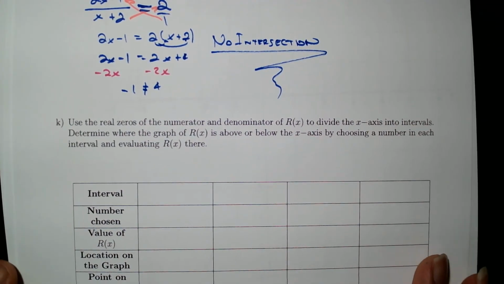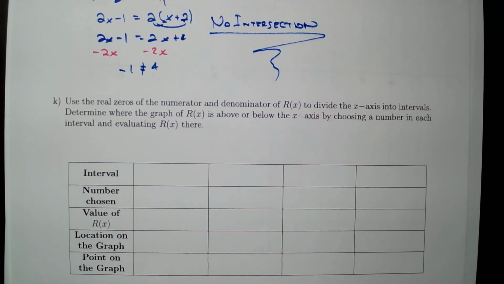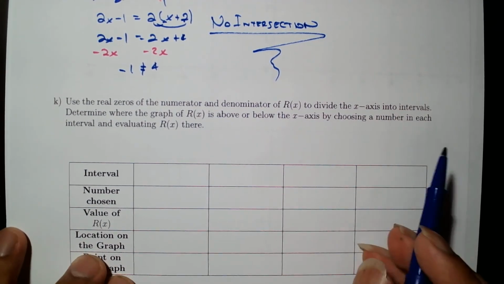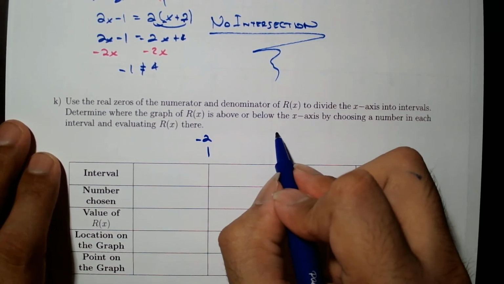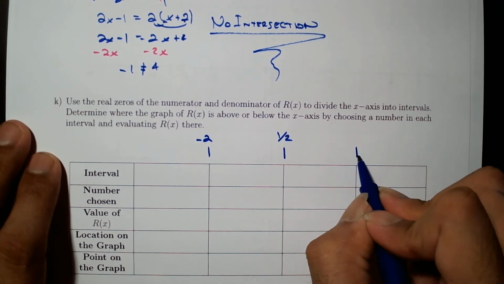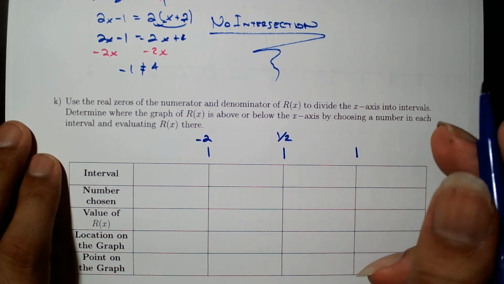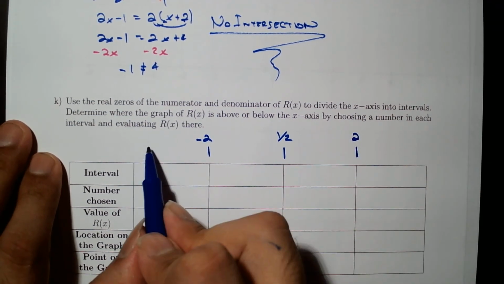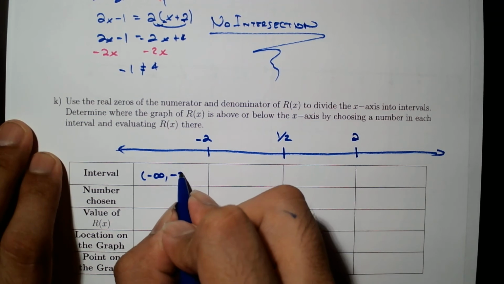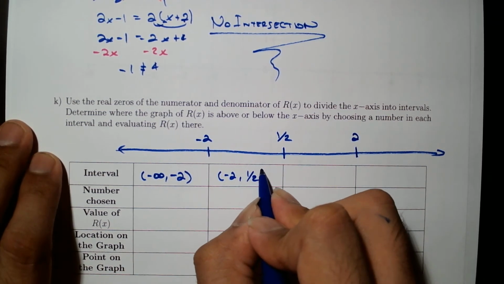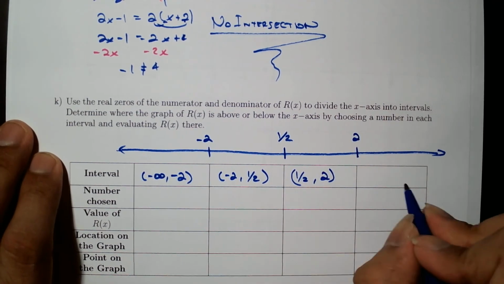Use the real zeros of the numerator and denominator of R of x to divide x into intervals. So the zeros: negative 2, one of the other zeros was 1/2, and the removable one, the hole, was positive 2, so we consider that as well. So the intervals are going to be negative infinity to negative 2, negative 2 to 1/2, 1/2 to 2, and 2 to infinity.